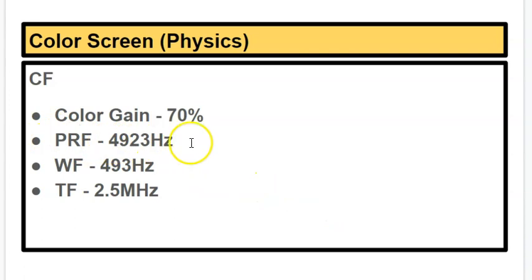Our pulse repetition frequency, I'm not sure if I mentioned this in class, and I apologize, is limited by the max depth of our color box. If we get that depth correct, we get the best pulse repetition frequency we can.